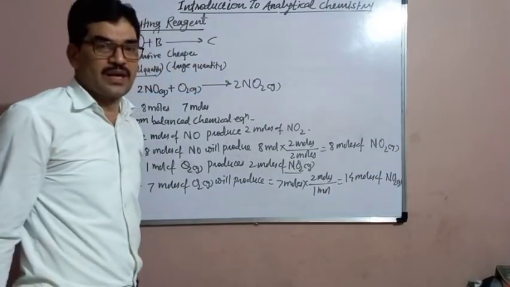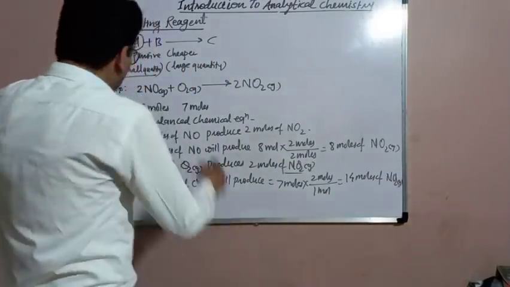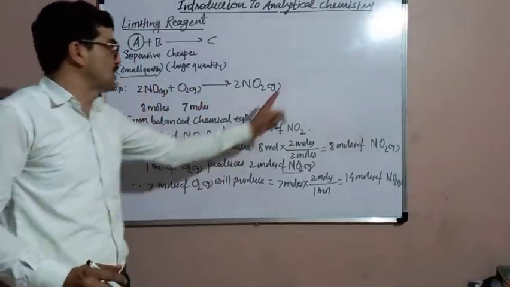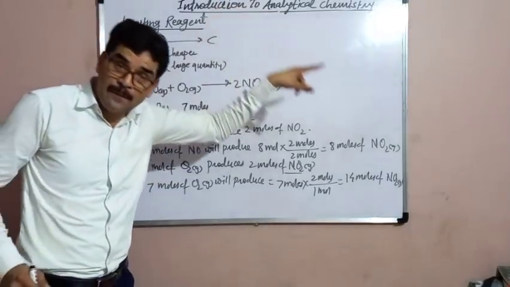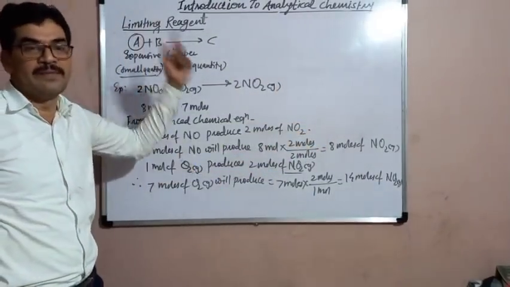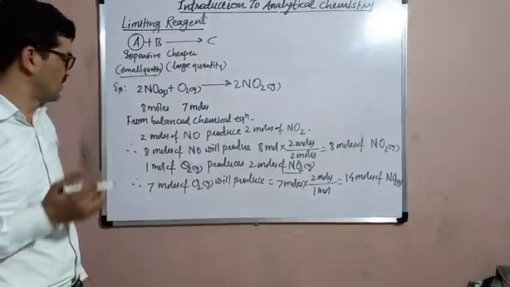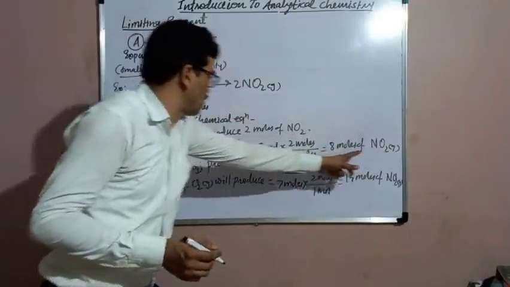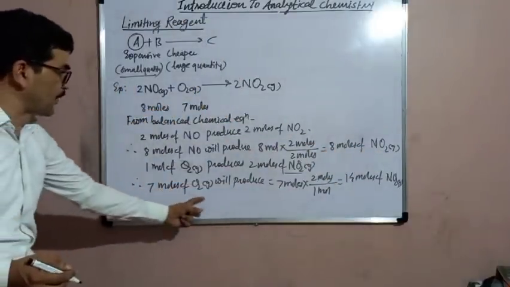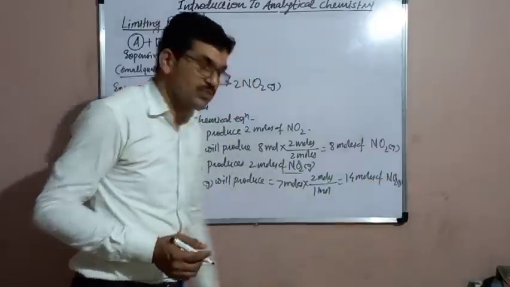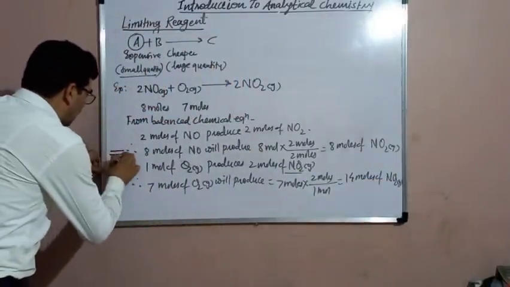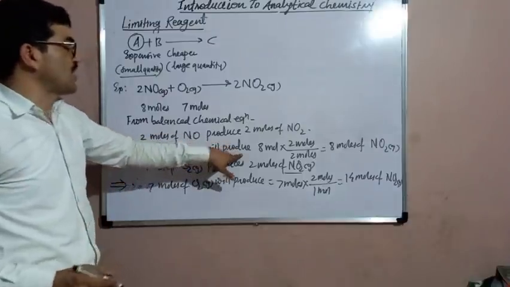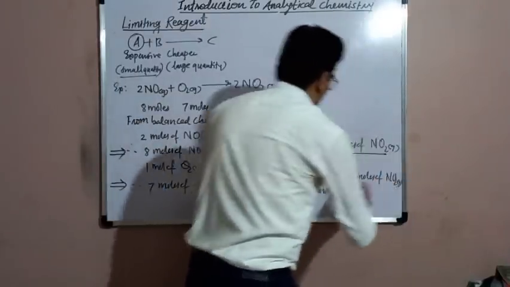Now how to decide the limiting reagent? Out of these two reactants, the reactant which produces lesser number of moles of product will be the limiting reagent. Now here compare. 8 moles of NO produce just 8 moles of NO2, while the 7 moles of oxygen produce 14 moles of NO2. Means out of these two reactants, NO is the reactant which produces lesser number of moles of NO2.